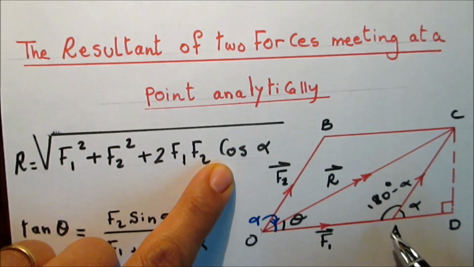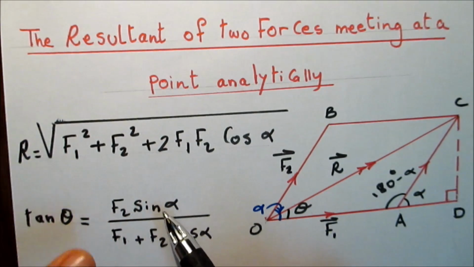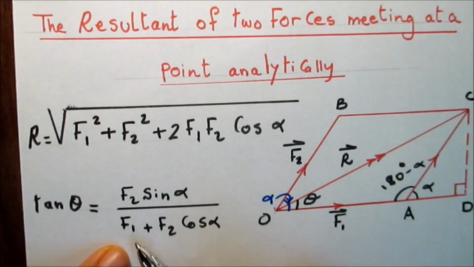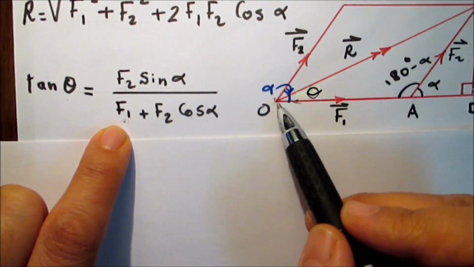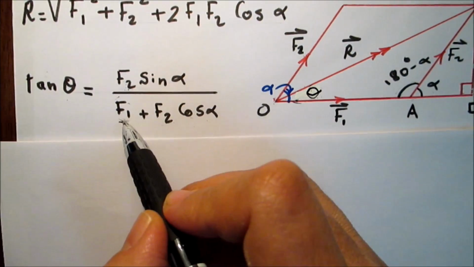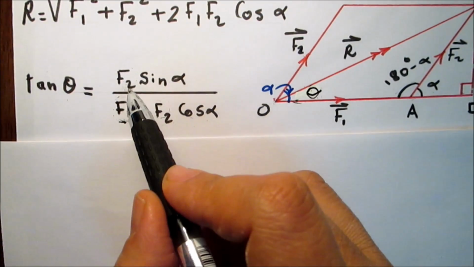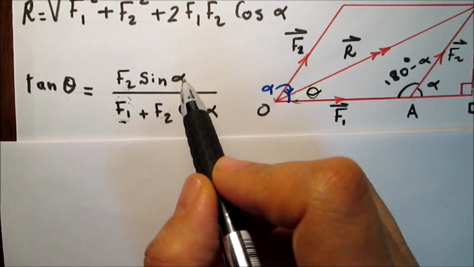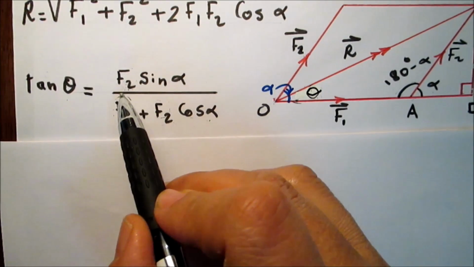And tan theta equals F2 sine alpha over F1 plus F2 cosine alpha. Theta is the angle between the resultant and F1. So F1 is the force adjacent to angle theta, and F2, the force multiplied by sine alpha up and by cosine alpha down, is the other, non-adjacent force.